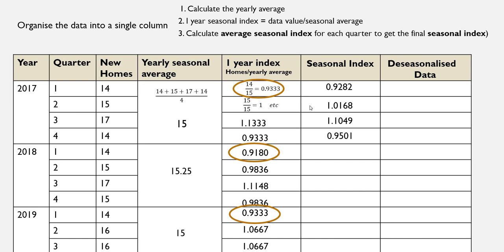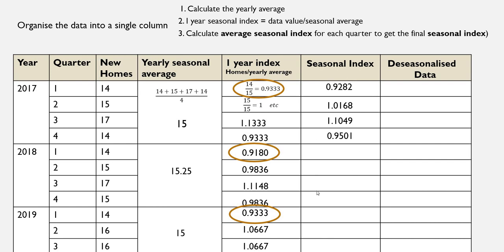Then we do the same thing for our second quarter. 1.0136 plus 0.9836 plus 1.0667, divide that by 3 to give us our seasonal index averaged over 3 years for our second quarter.